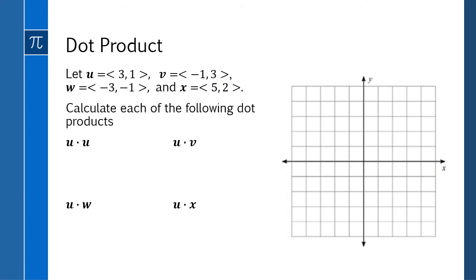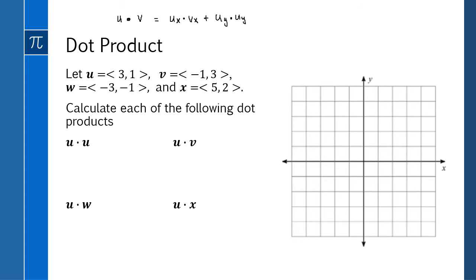So let's look at some examples here. We are given vectors u, v, w, and x, and we're asked to calculate each of the following dot products. So remember that the formula for two dot products, if we have vectors u and v, is that the dot product is equal to the product of the x components plus the product of the y components.